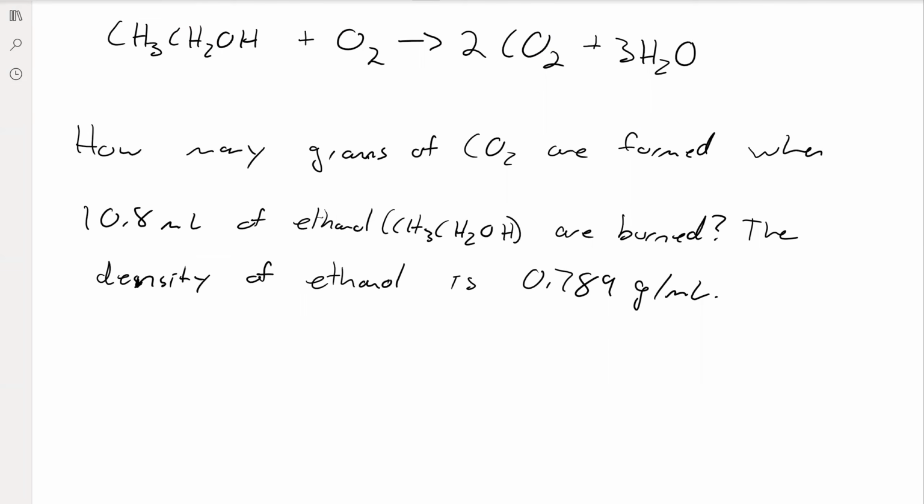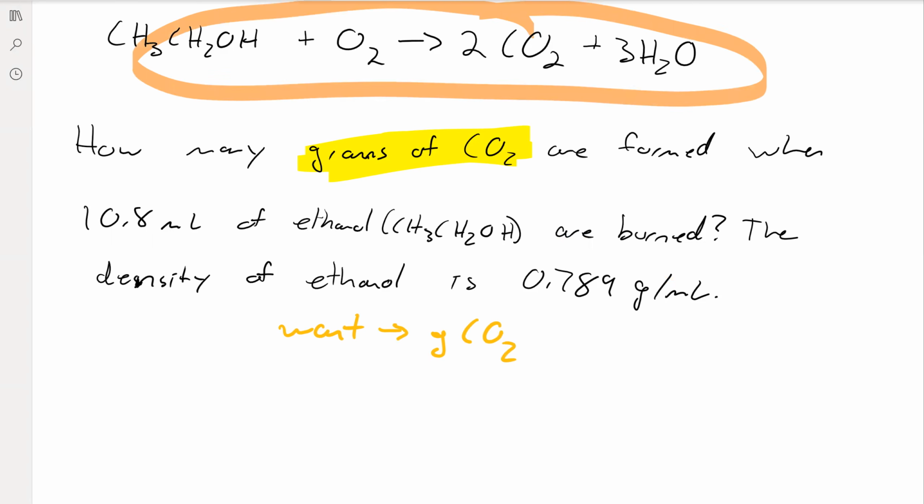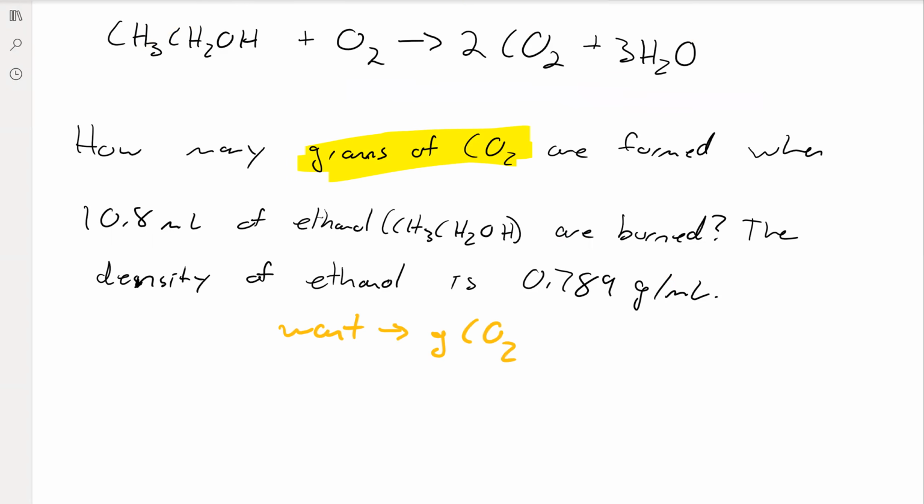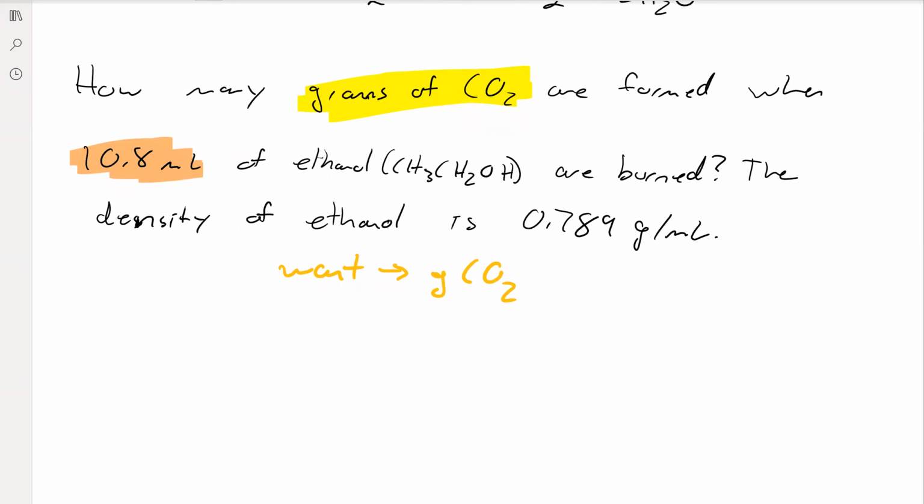I would always recommend starting off with think about what you want. And this one asks for grams of carbon dioxide. So our want here is grams of CO2. Then we're going to take a look at our units and try to start with the thing that's not a conversion unit. We're given the density, that's a conversion unit between grams and moles. We have our chemical equation, that's a conversion unit between moles of one thing to moles of another thing. And then finally, we have 10.8 milliliters of ethanol. That's not a conversion unit, it's only one unit.